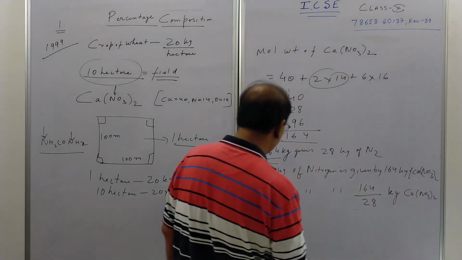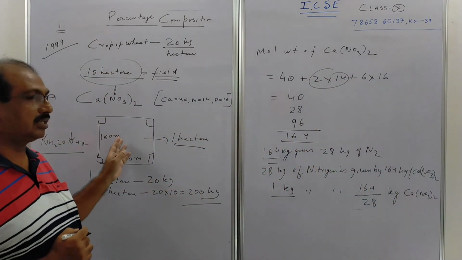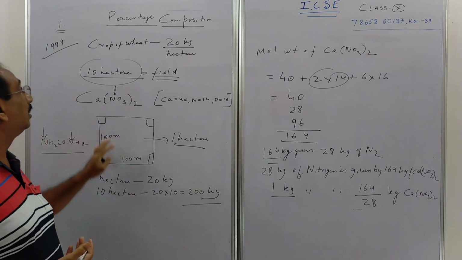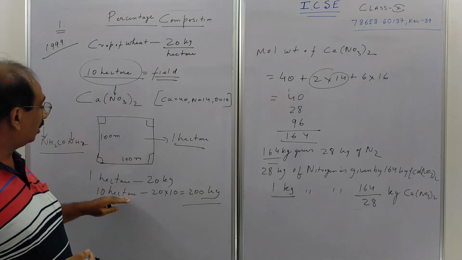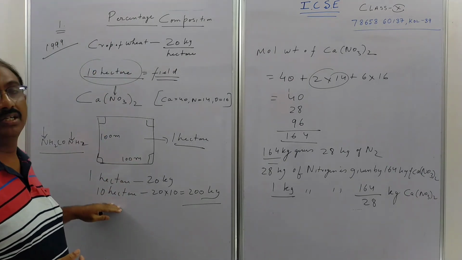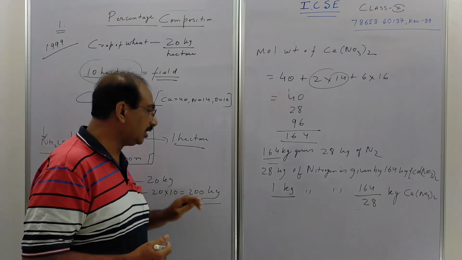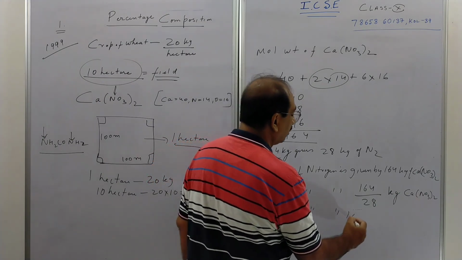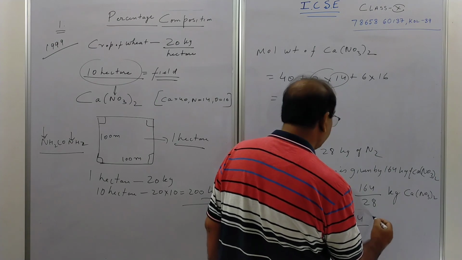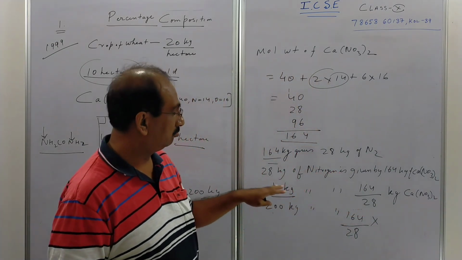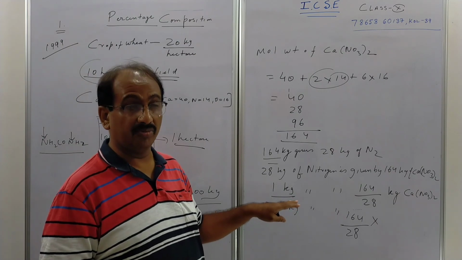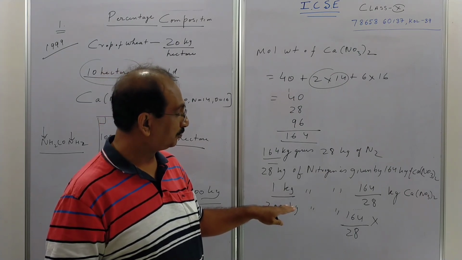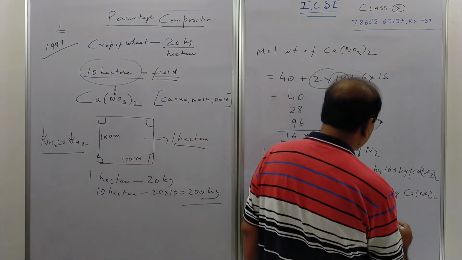So if you require, children, how much? 200 kg. I told you 1 hectare, a 100 meter by 100 meter field, requires 20 kg, so the farmer has put wheat in 10 hectares of soil. So we need 200 kg. So 200 kg of nitrogen will be given by 164 upon 28. So this is the basic unitary method, children. You have to see class 6, 7 maths, where you have my video also. Okay, the unitary method you have to see. So 164 by 28 into 200 kg.